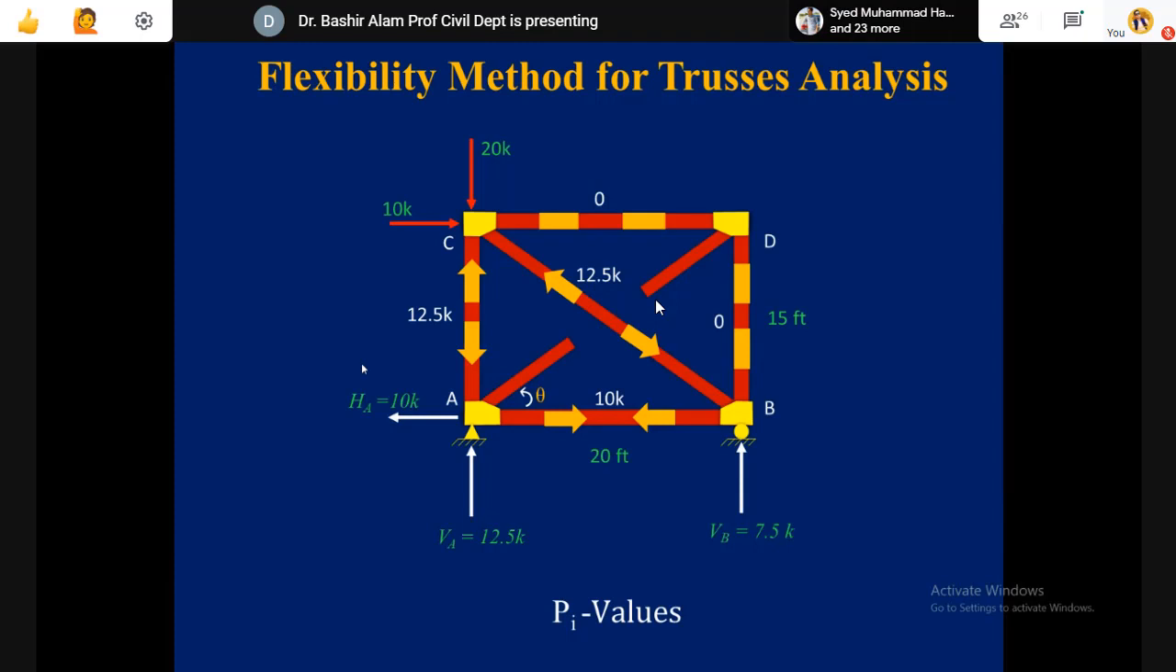And from here we will be picking the capital P values. This will give the P values. It is showing you the nature of the force and the magnitude of the force in each member. Cut member will be having 0 force.